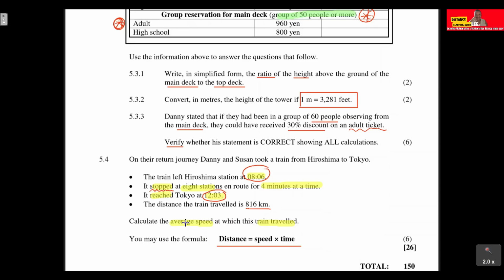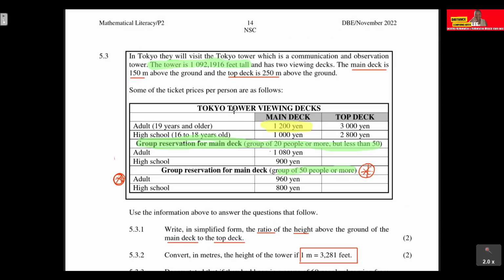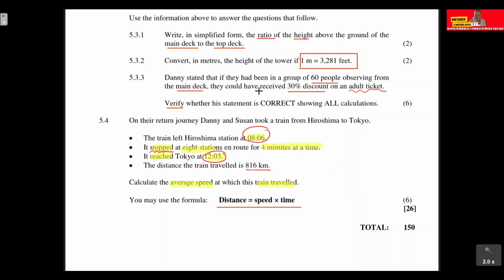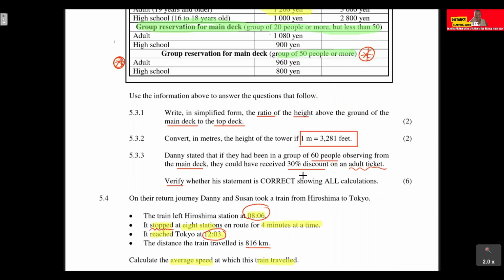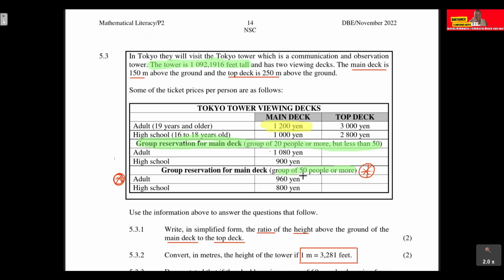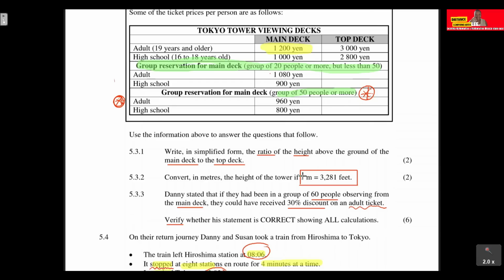And I think that is it, guys. We are done with the paper, the grade 12 mathematical literacy paper 2 that was written in November 2022. I hope you guys enjoyed the video tutorials as much as I enjoyed making them for you. And all the best, guys, for your exam on Monday. I'll try and see if I can record the November 2021 paper in one day and upload that for you guys.